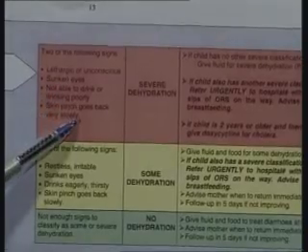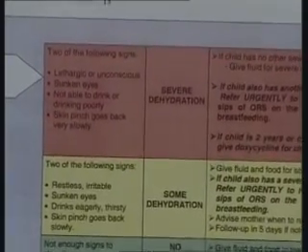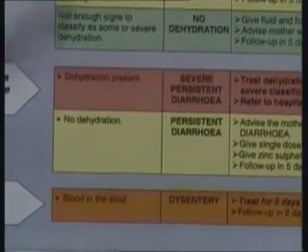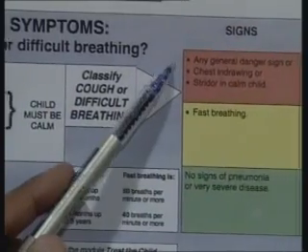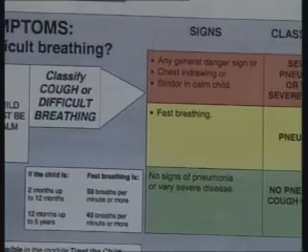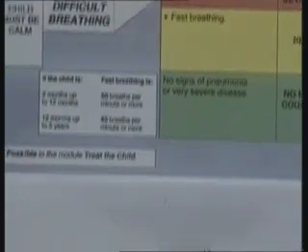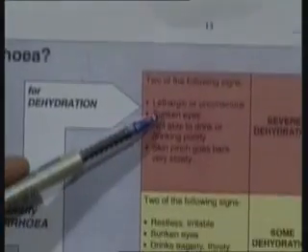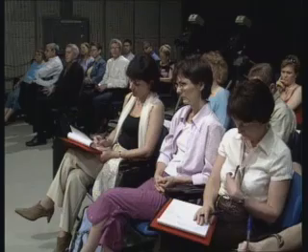In this box the child may have one classification, two classifications, or three classifications in the box of diarrhea or dehydration, whereas in cough or difficult breathing there is only one classification. There you needed one sign to classify; here you need two signs minimum to classify into some, severe or no dehydration. Thank you, Dr. Salani.